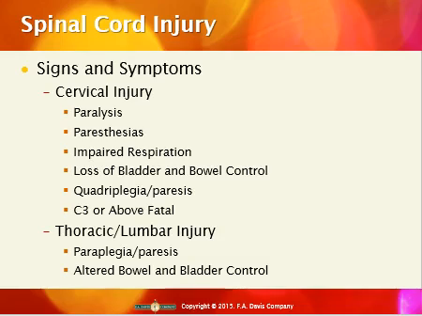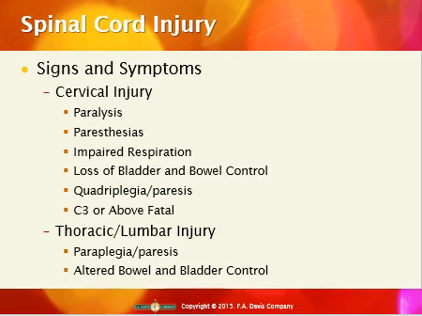Paralysis in all four extremities is called quadriplegia. Weakness in all four is called quadriparesis. If the injury is C3 or above, it is usually fatal since the muscles for breathing are paralyzed. C4 or C5 usually need ventilator support and long-term assistance with activities of daily living.